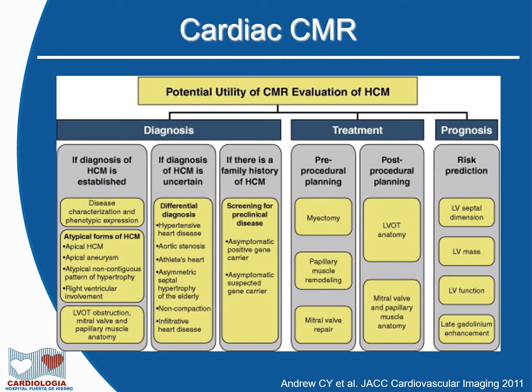Once the diagnosis of HCM is already established, these tests can help us with the atypical forms of HCM. For instance, apical HCM, apical aneurysms, atypical patterns of hypertrophy, or right ventricular involvement.